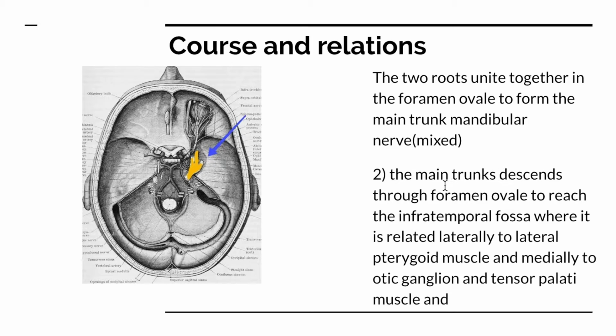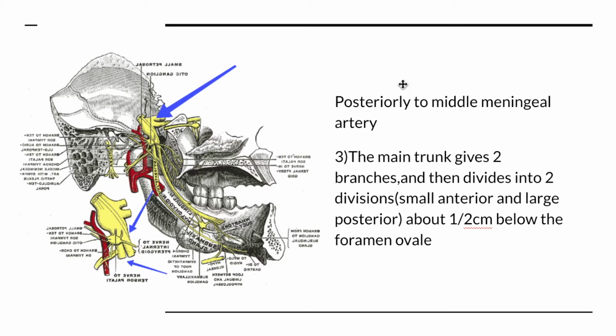The main trunk descends through the foramen ovale to reach the infratemporal fossa, where it is related to the lateral pterygoid, otic ganglion, tensor palatini muscle, and the middle meningeal artery. So it has come out of the foramen ovale as a main trunk, and here the main trunk gives two branches, which are the nerve to medial pterygoid and the nervus spinosus, and then it divides into two divisions, the small anterior and the large posterior.